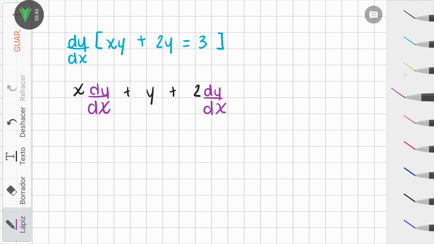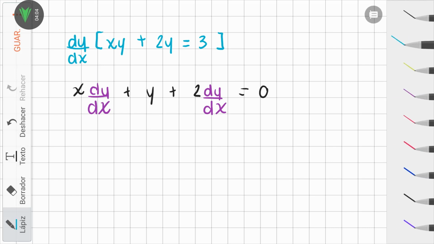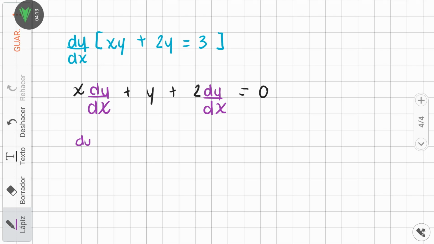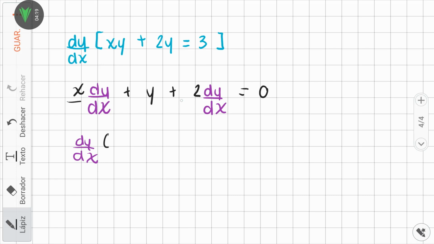And then that will be equal to 0 because 3 is a constant and the derivative of a constant is 0. Now, all you have to do is move this y to the other side and solve for dy/dx. As you can see, you have two terms with dy/dx, so what we can do in this case is factor out that dy/dx. That will be dy/dx times x plus 2, and that will be equal to 0 minus y, which is negative y.